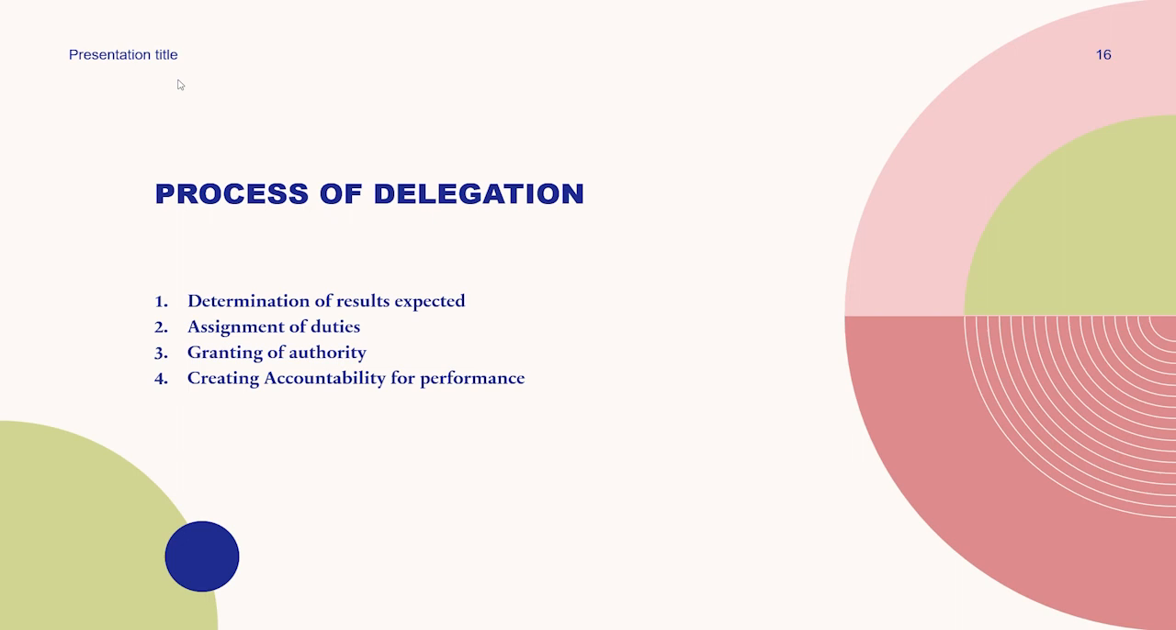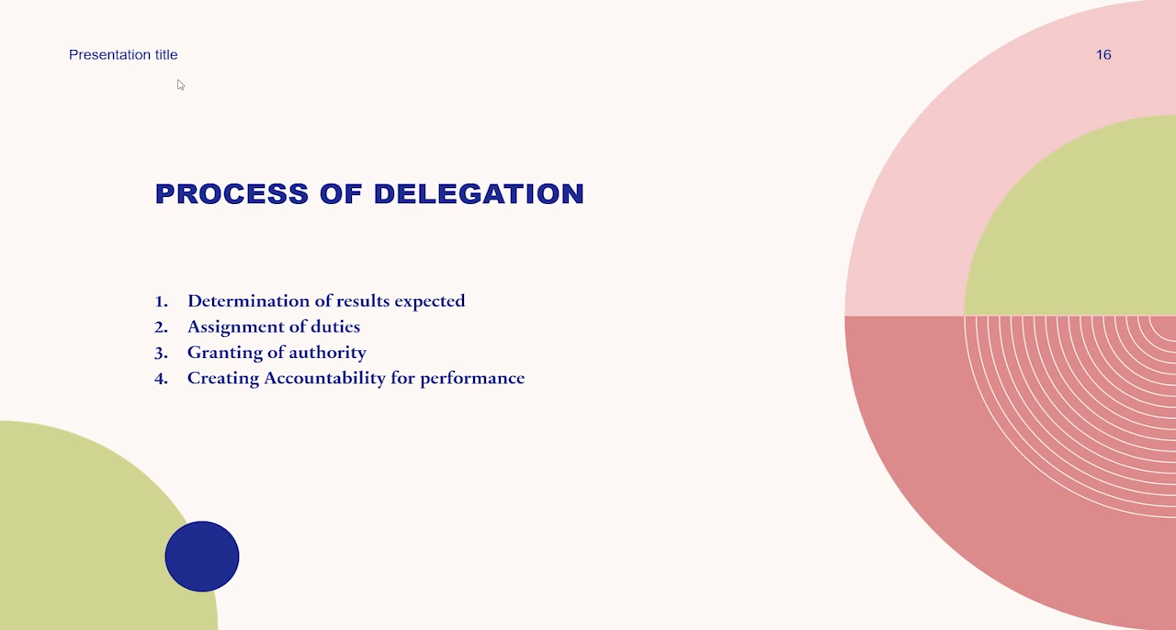Third step, granting of authority. The delegator also grants authority to his subordinates for the performance of the assigned work. The subordinates cannot discharge their responsibilities without adequate authority. Authority enables the subordinates to use resources, to take decisions, and to exercise discretion.